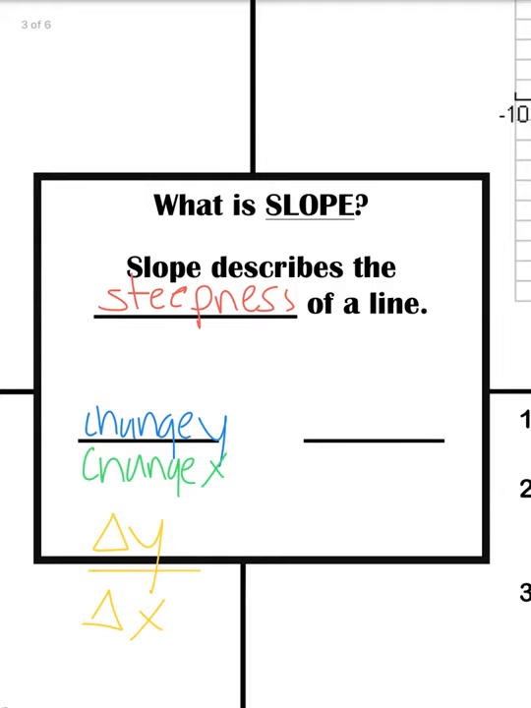Now another thing that I'm going to refer to as far as slope, and you've heard me say this yesterday or in the previous days, is we're going to refer to slope as rise over run. And remember, rise can be up or down, where run can be right or left.